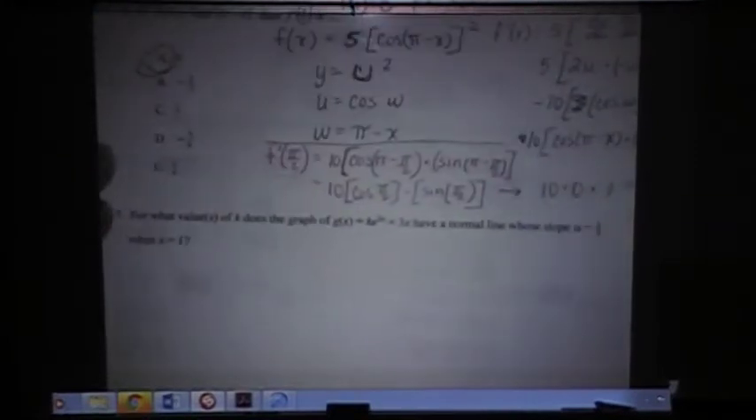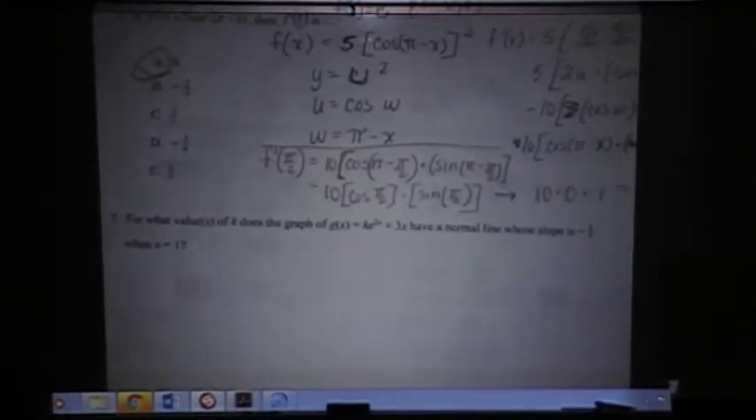Well, that means, let's see, cosine at half pi is 0, sine at half pi is 1, but 0 times anything is 0. So your answer is A. All that work just to get 0.